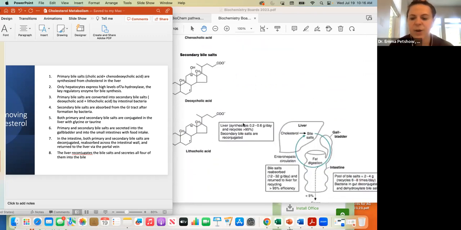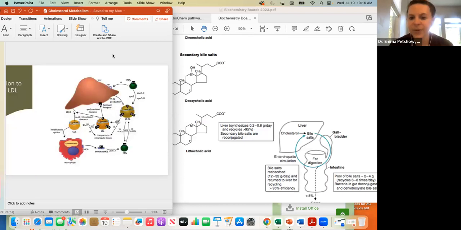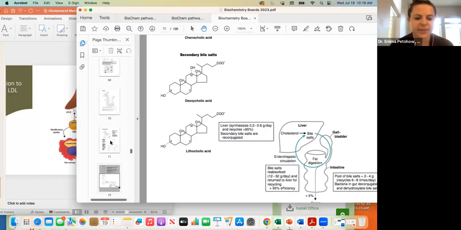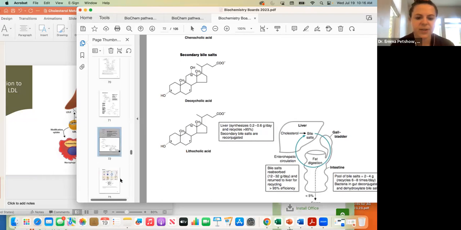How much of this should you know? I would just know the basics, the key enzyme, 7-alpha hydroxylase, and understand that this occurs really in the liver only. Okay. Any questions on that one?